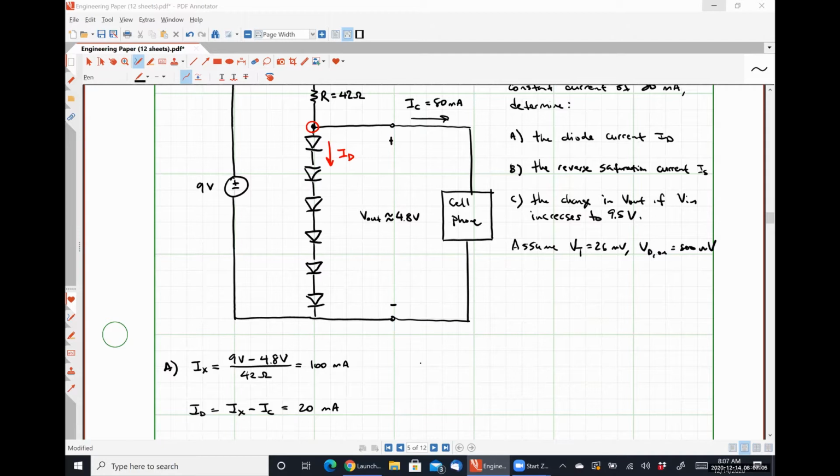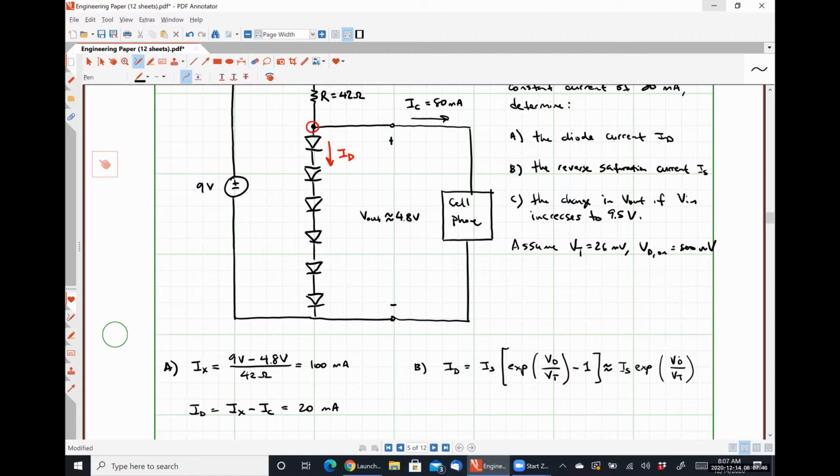For part B, we know that ID is equal to IS times the exponential of VD divided by VT minus 1. And I'm going to say that this is approximately IS times the exponential of VD over VT.